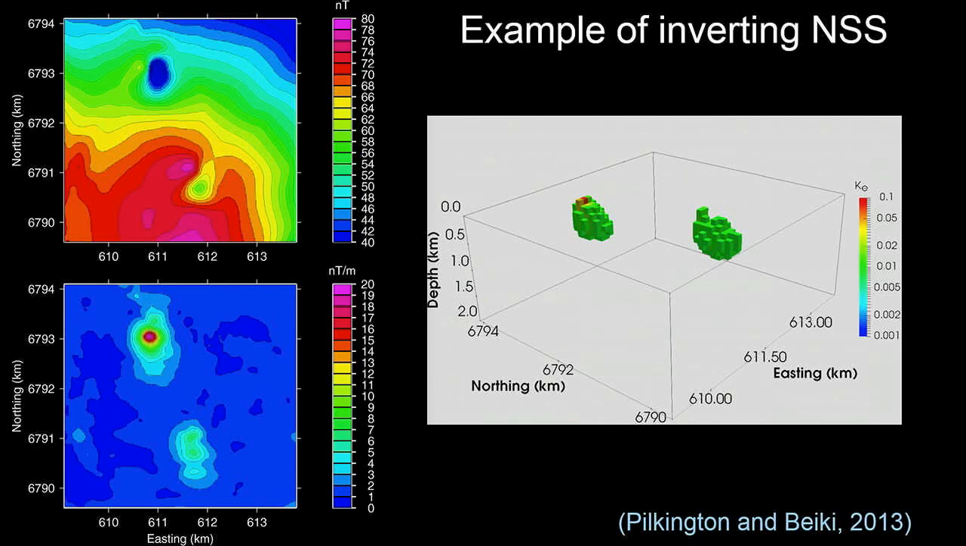Again, the top left is the total field anomaly, and this is in Northern Canada. You have a strong remanent magnetization clearly showing up. You convert that into the NSS, the lower left image. Again, a very compact, well-defined anomaly. You do the nonlinear inversion of that, and you end up with the model shown on the right of the screen. So that concludes the direction insensitive data.